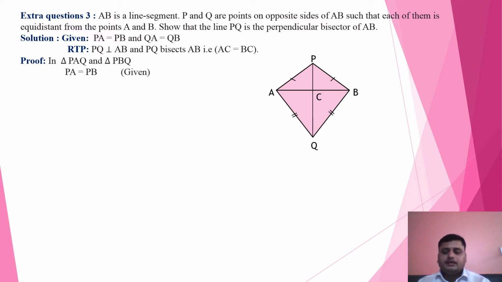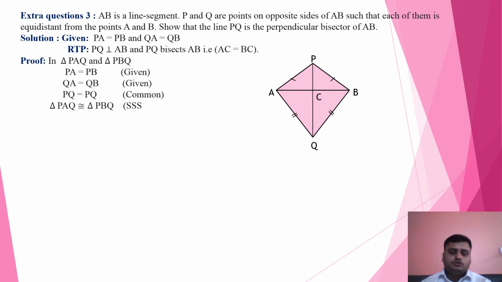So we simply write it is given. After this, we write QA is equal to QB, this is again given, because these two are equidistant. Then we can write PQ is equal to PQ, that is common. And if it is common, so three things we got, 3 points. So these two triangles become congruent, that is triangle PAQ is congruent to triangle PBQ. By which criteria? By SSS congruency criteria.